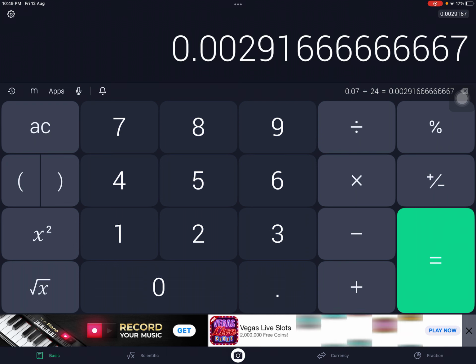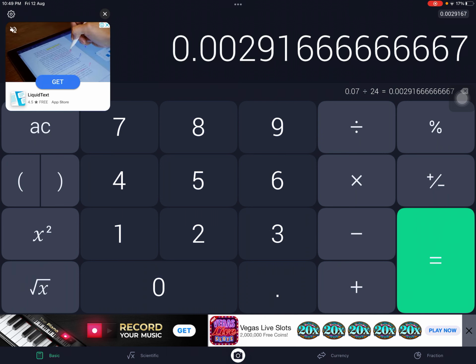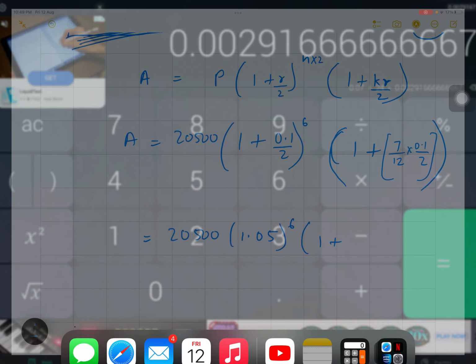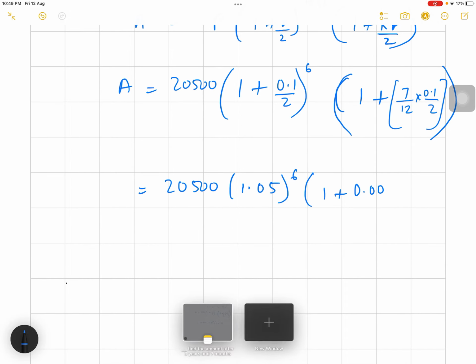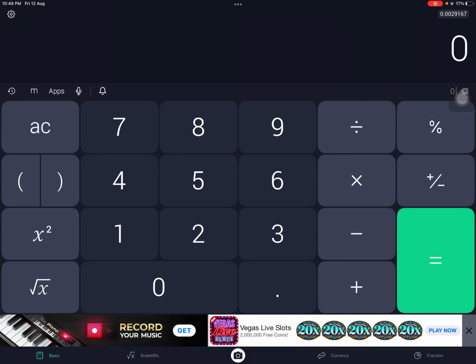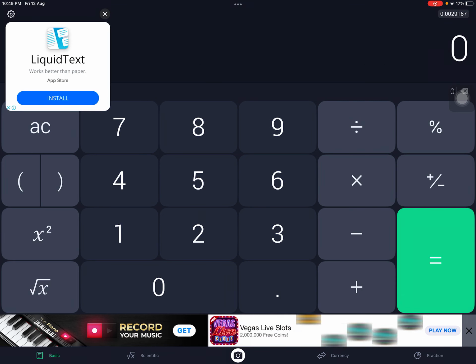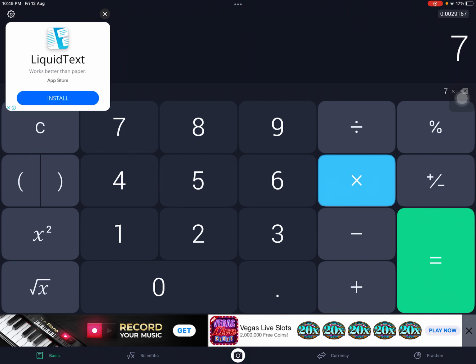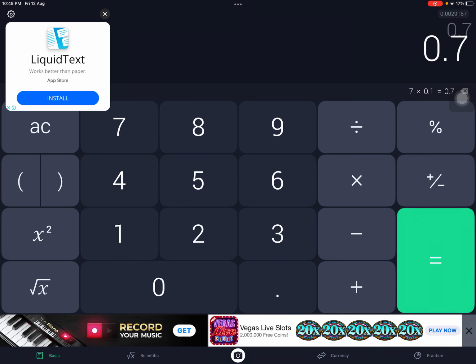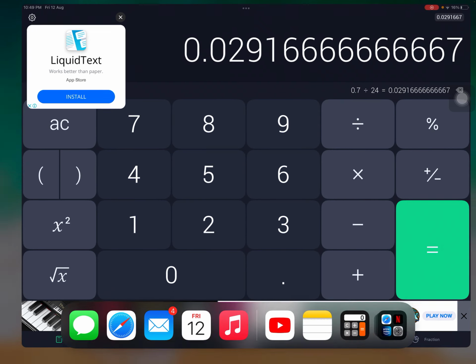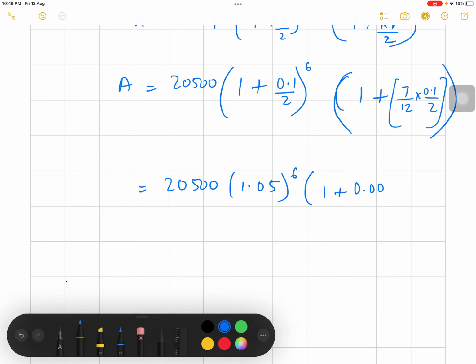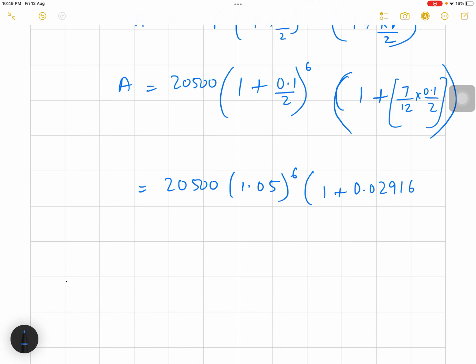It comes to 0.00291666. Okay, so it comes to 0.00. I'll just calculate again. Okay, it was 7 into 0.1 is equal to 0.7 divided by 24. Okay, it's 0.02916.